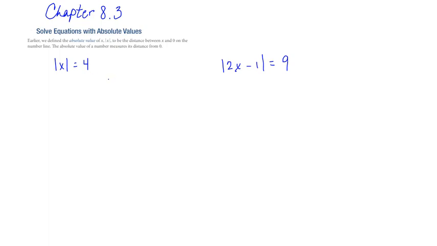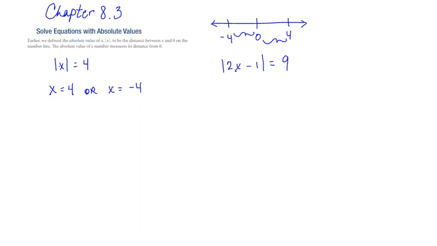Well, by definition, the absolute value is the distance between 0 and that number. If that number is 4, that's good. That distance is 4. And also, the distance here is also 4. So there are two answers for x. X can either be 4 or x can be equal to negative 4. And you can check that by placing it back in there.